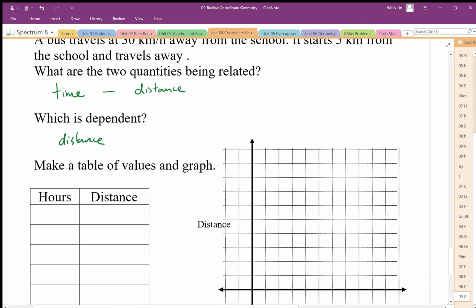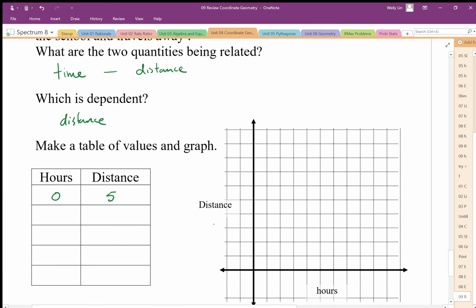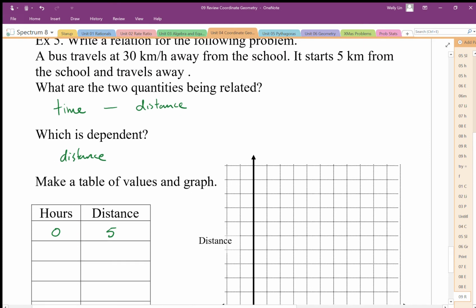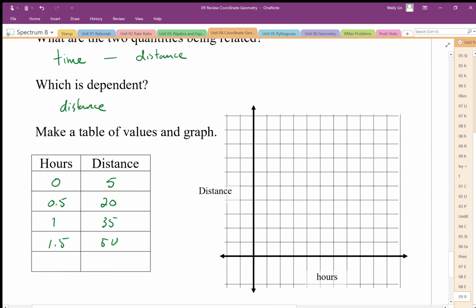Okay, and if I were to make a table of values, it starts at 5 kilometers, so at 0 hours I'm at 5 kilometers. Let's say we went for 2 hours, so let's go in half-hour increments. At 0.5 hours, at 30 kilometers an hour, I've changed 15 kilometers, so I'm at 20. At 1, I'm at 35. At 1.5, I'm at 50.